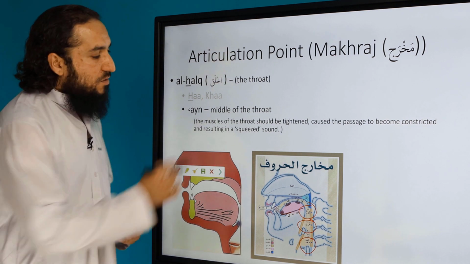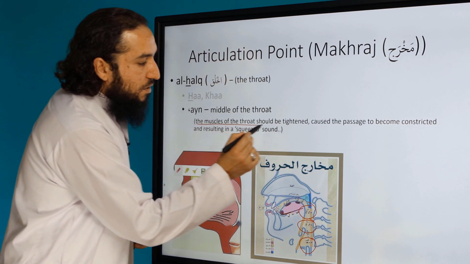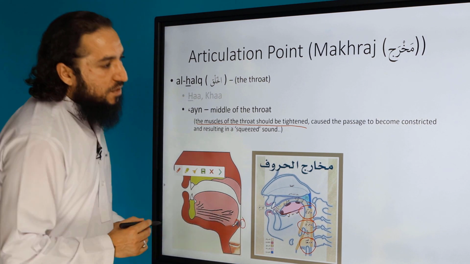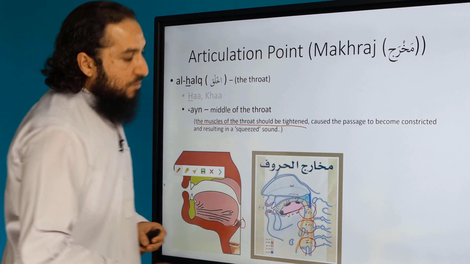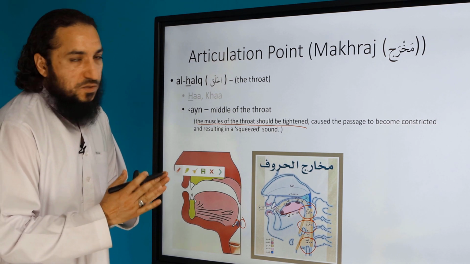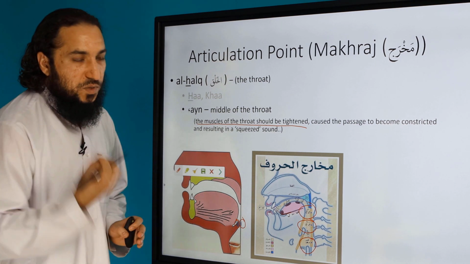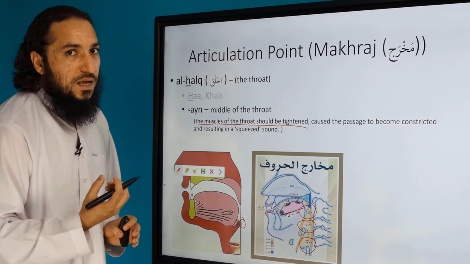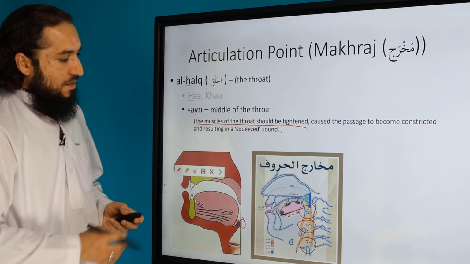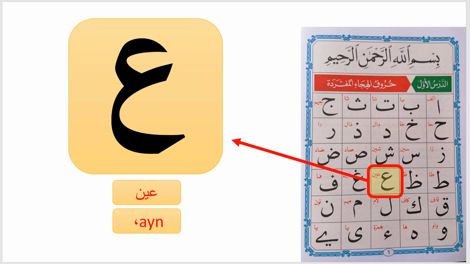So how is it pronounced? You see the muscle of the throat should be tightened. As the muscle of the throat is tightened, it causes the passage to become constricted, resulting in a squeezed sound. Ain. That's the articulation point.